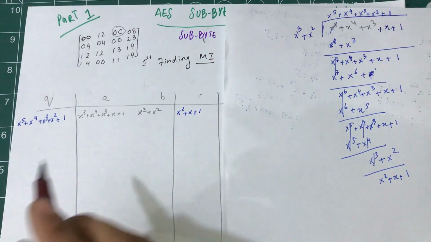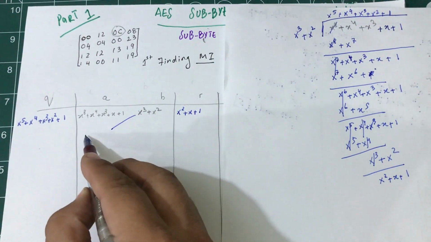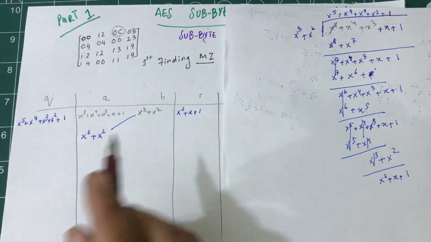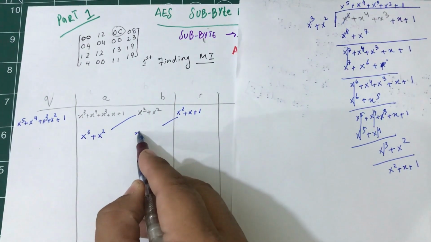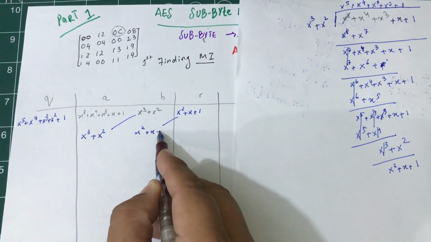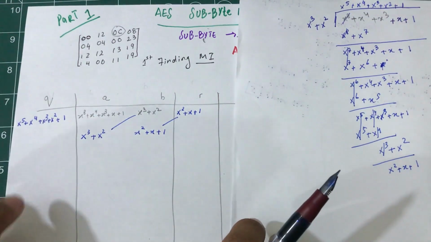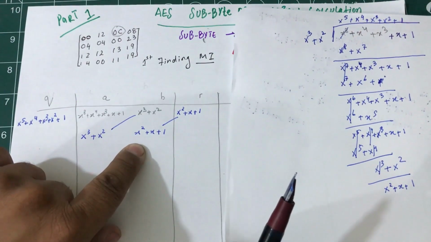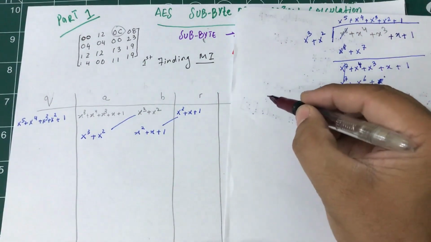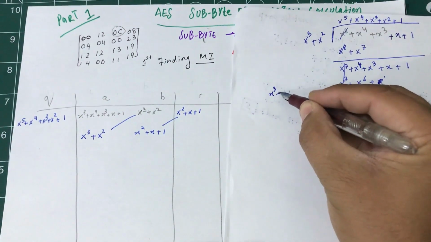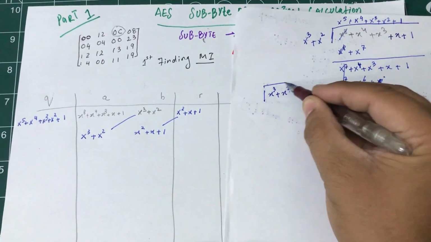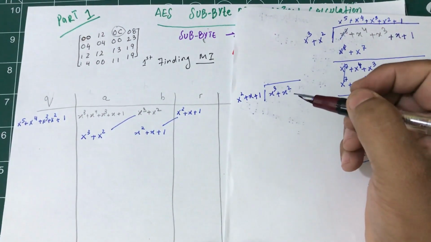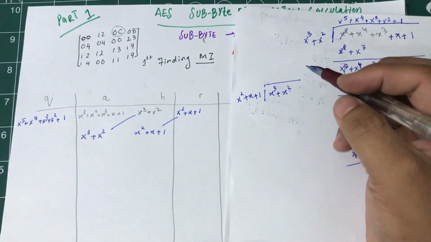Just like we've been doing, I'm going to bring this out here, x to the 3 plus x to the 2. I'm going to bring this out here, x plus 1. Now I have to divide this by this. So I'm going to bring my rough page in, and I'm going to do this. So x to the 3 plus x raised to 4 divided by x to the 2 plus x plus 1. I hope you guys are following.